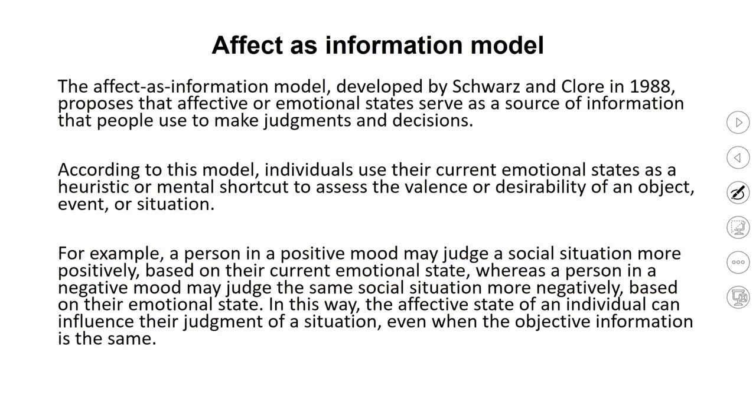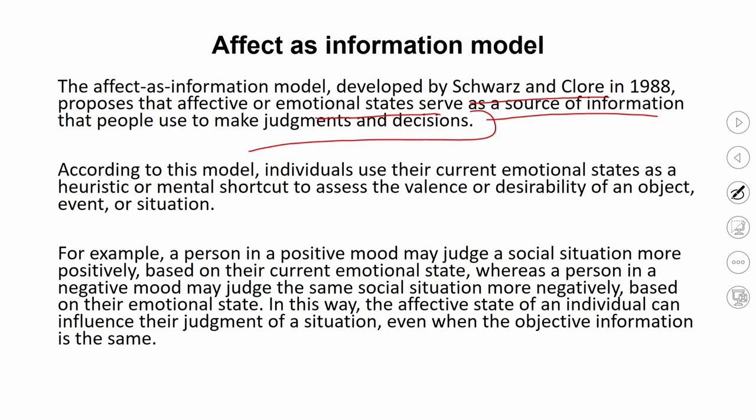Now, another model that can also explain this whole mood congruent judgment is the affect as information model. We introduced this model in the first lecture of this module, but we will now look at it in the context of decision making. This affect as information model, developed by Schwarz and Clore in 1988, proposes that affective or emotional states serve as a source of information that people use to make judgments and decisions.